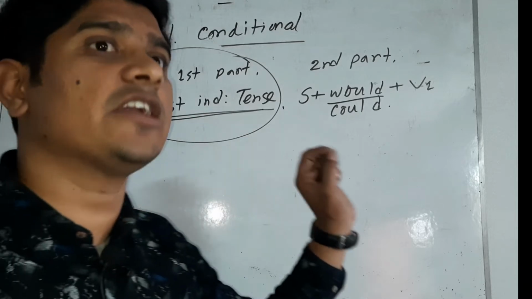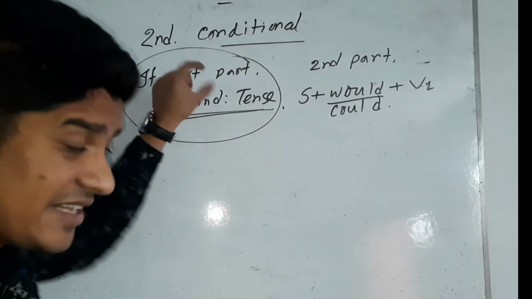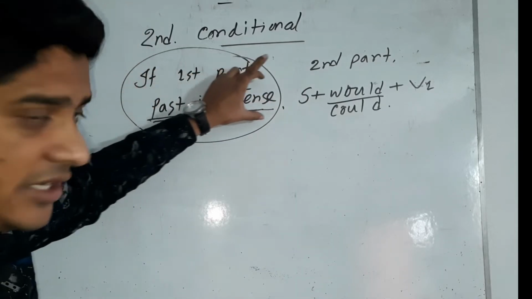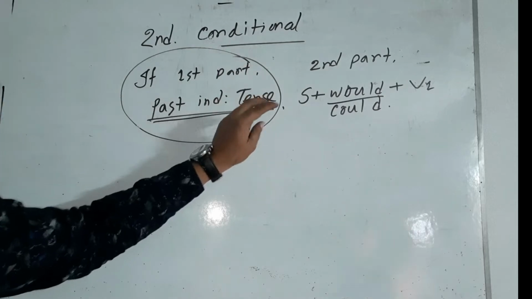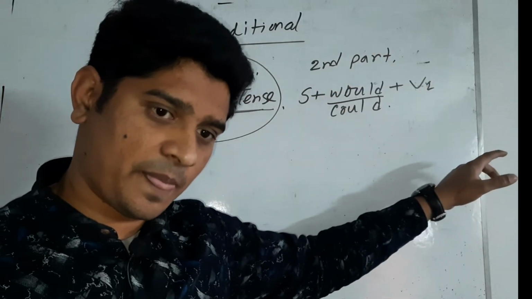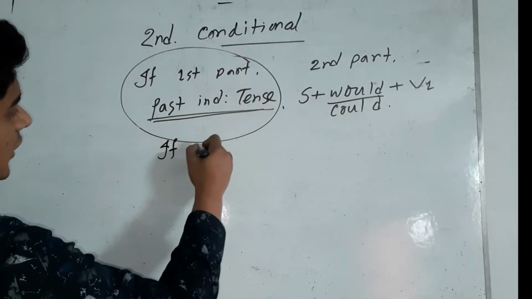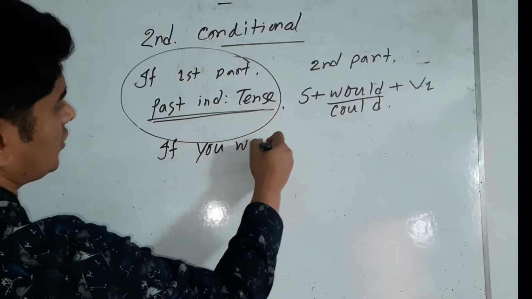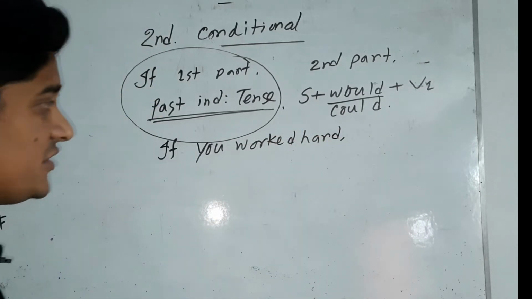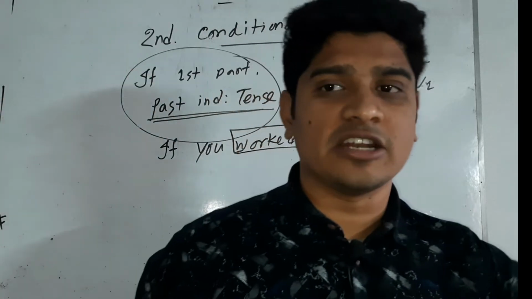So very clearly, please listen to me. If you see past indefinite tense in the first part, you have to use would or could in the second part. Let me give an example for you. If you worked hard. My dear viewers, you can see here worked. Work is in the past indefinite tense, past form.